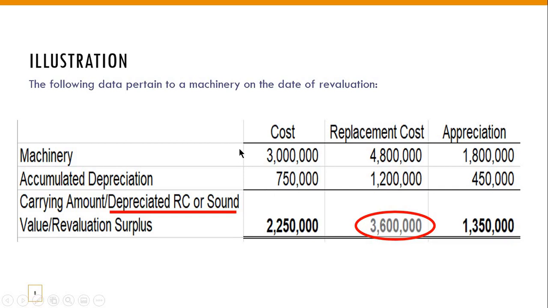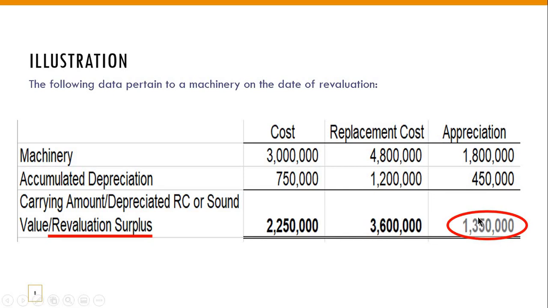Assuming, for example, that there is no fair value, we computed the depreciated replacement cost or the sound value. Then this 1,350,000 is the revaluation surplus. That is the excess of the depreciated replacement cost or sound value over the original carrying amount of the asset. That's 1,350,000. Okay?